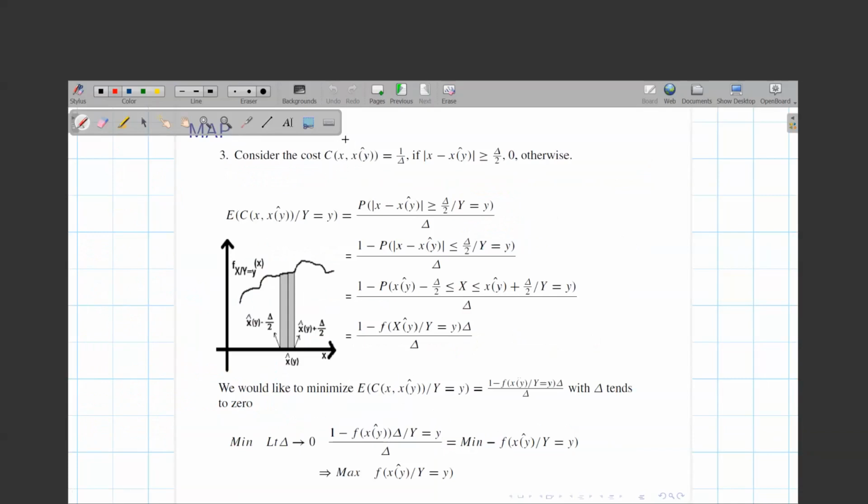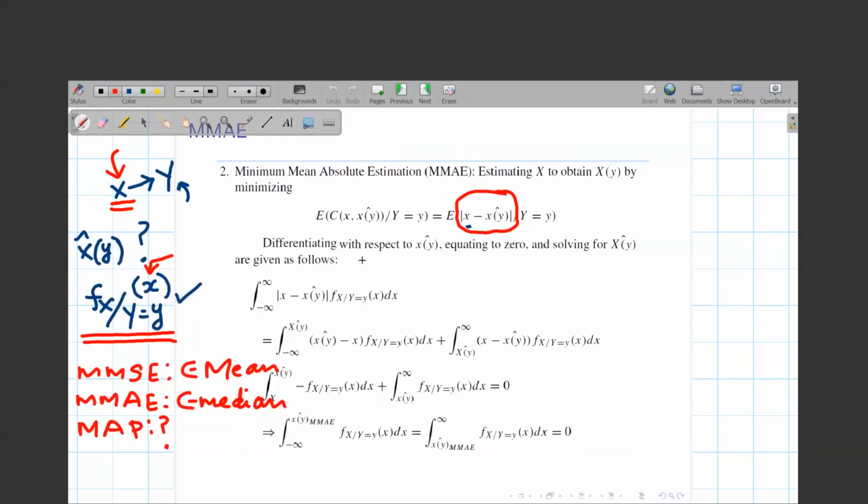Excuse me, sir. Could you please explain how MMAE and median are related? By definition, what we really mean is that we have a conditional density function right here. Yes, sir, correct.